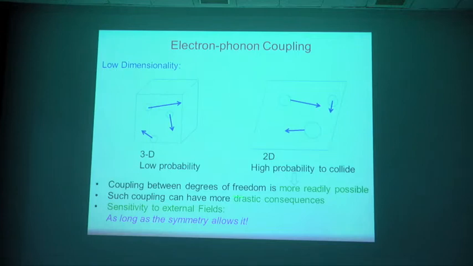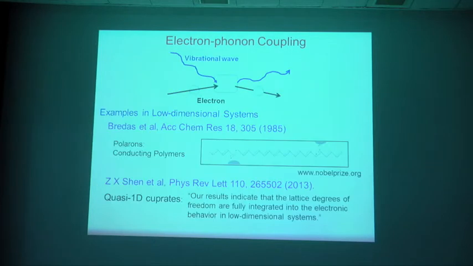So coupling between different degrees of freedom is readily possible in low-dimensional systems. And here are two examples, okay? Electron-phonon coupling means what? You have an electron moving in a crystal, you have a vibrational wave which comes here, they collide with each other and scatter off each other. So they change their direction, and that's how the electrical conductivity, or even thermal conductivity sometimes, is controlled by this type of effect.